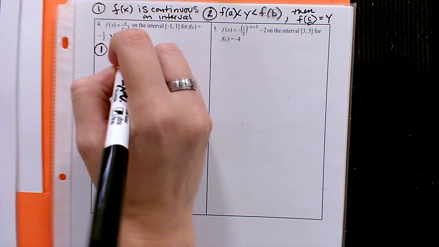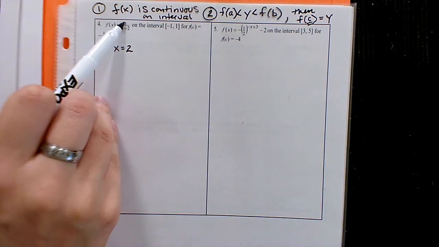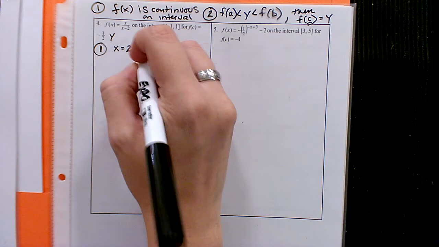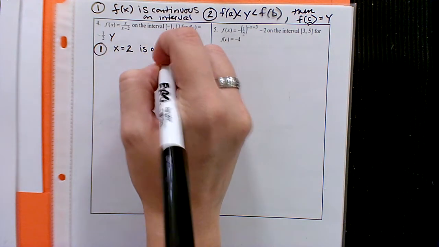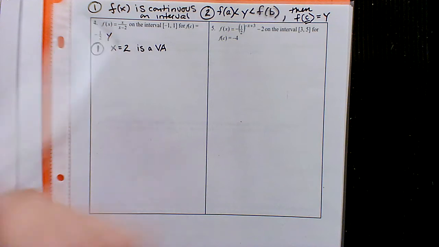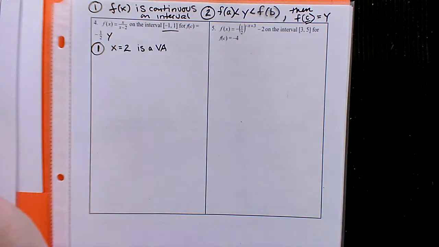2. Okay, so x equals 2. If we were to plug 2 into the function, we would get 2 over 0, which is a number over 0, aka vertical asymptote. So x equals 2 is a vertical asymptote. So that is a point or location of discontinuity, but are we concerned with that location? Is our interval including that value of 2? No, because 2 is not between -1 and +1.